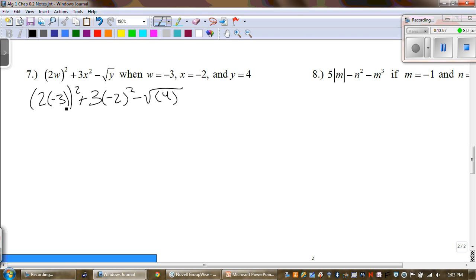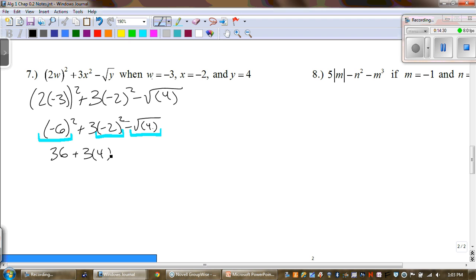So 2 times -3 gives us (-6)^2, and everything else stays the same. Okay? But now we can do a couple things at once because they're all exponents or roots. (-6)^2 is -6 times -6, which is 36. (-2)^2 is -2 times -2, which is +4. And then the square root of 4 is 2.